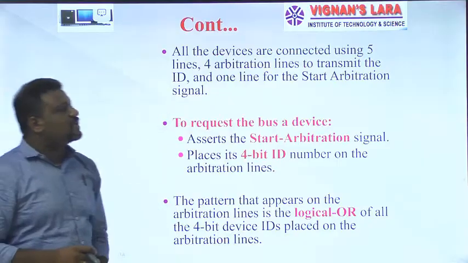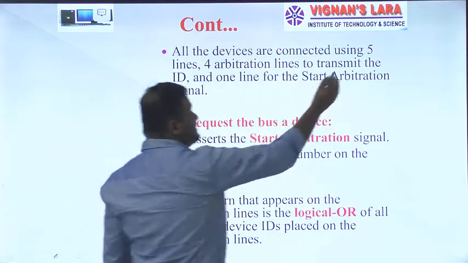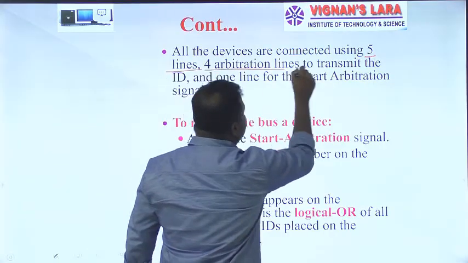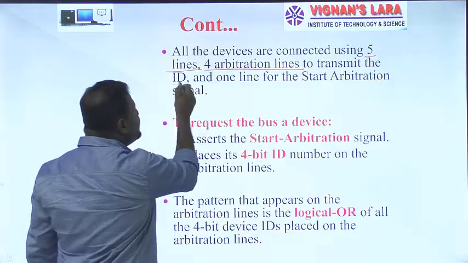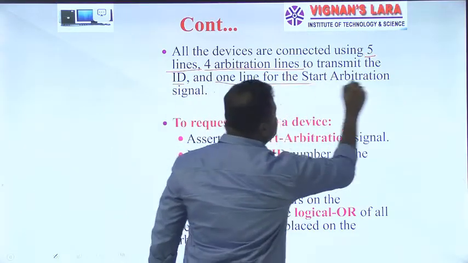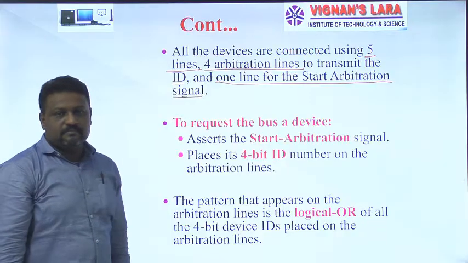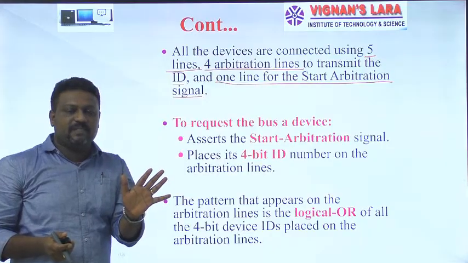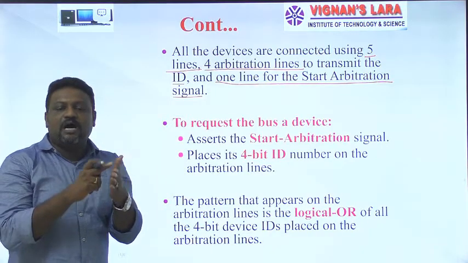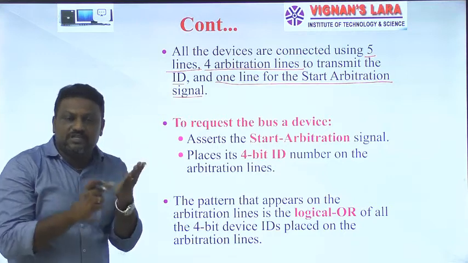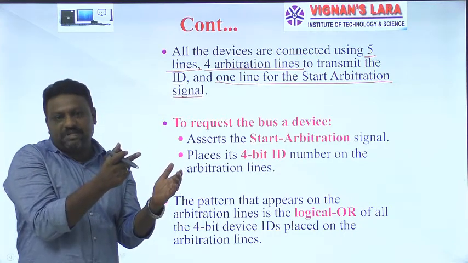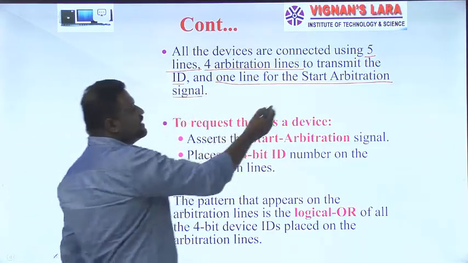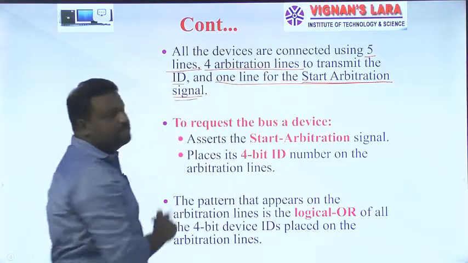All the devices are connected using 5 lines. Out of those 5 lines, 4 are arbitration lines to transmit their ID, and 1 line is for the start arbitration signal. So in the total arbitration process, 5 signals are used by the devices. 4 signals are arbitration signals, by using which the device sends its identification number. Before that, it issues a fifth signal, that is the start arbitration signal.